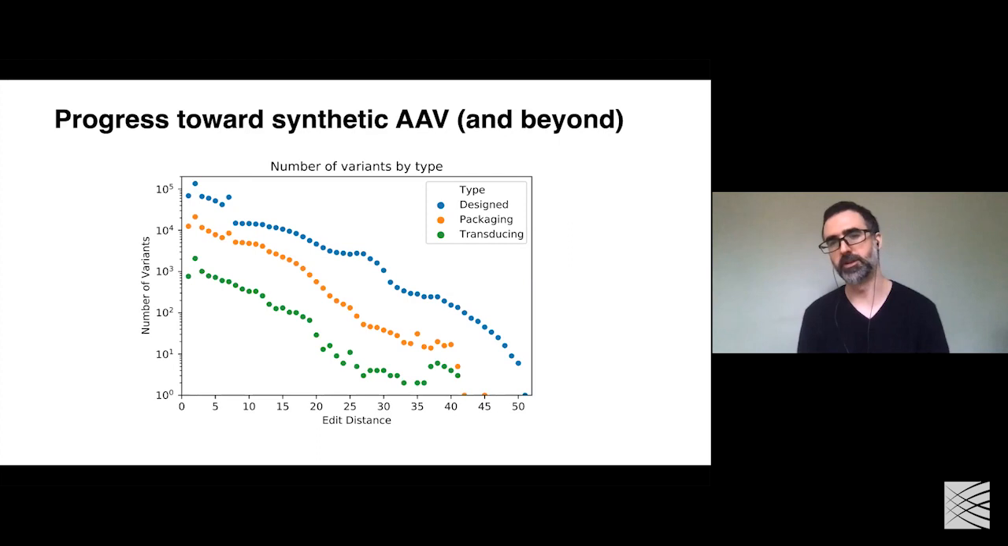We want to measure the expression of the vector. And so that's an assay to read out on transducing. And again, not all viruses which package are going to be viable producers. So there's another step down for that as well. So this is showing the progress we've made so far towards these synthetic AAVs.